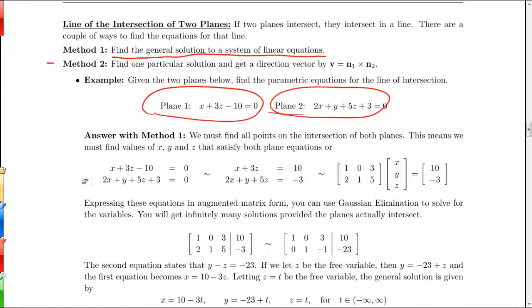So the first thing I'm going to do is take my constants and get them over to the right hand side. So I'll take 10 and add it to both sides. I'll take negative 3 and add it to both sides. That'll get my constants over there. It'll look like this.